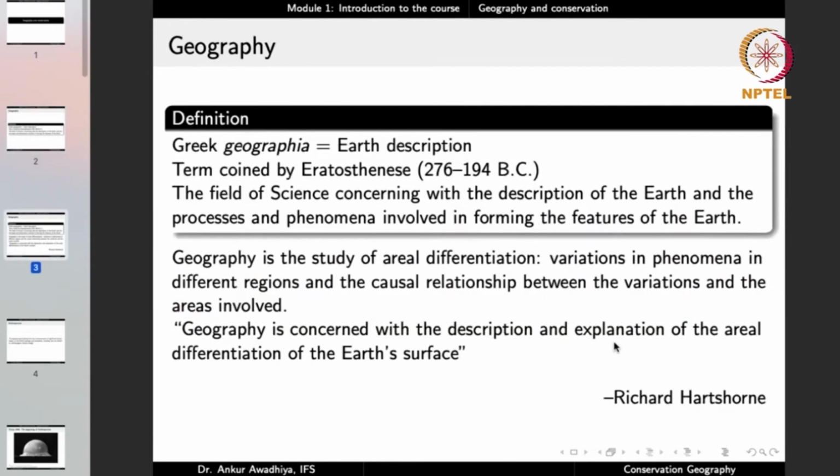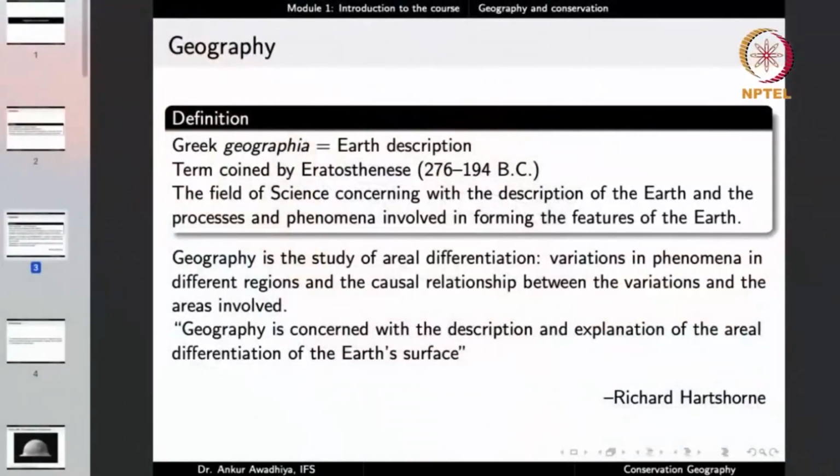Now we can also write it as geography being the study of areal differentiation. That is, if we look over a large area, what are the different things that we find? When we are describing the earth, when we are describing that, okay, we have mountains here and plains here, what are we doing? We are just looking at a large sized area and we are looking at the different features that are present in those different locations. So we can write it as geography being the study of areal differentiation, differentiation over an area, or variations in phenomena in different regions, and the causal relationship between the variations and the areas involved.